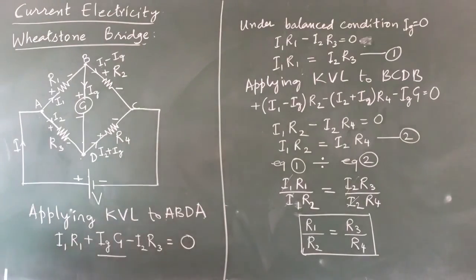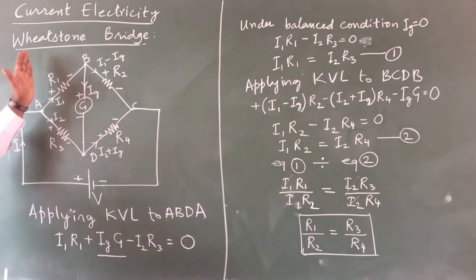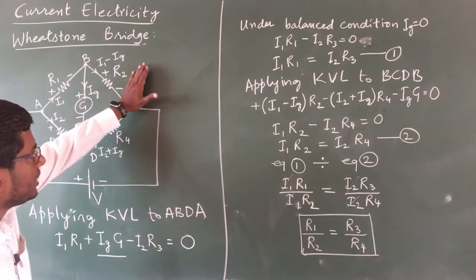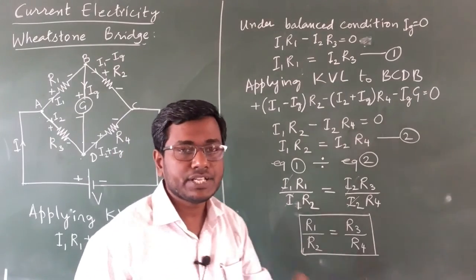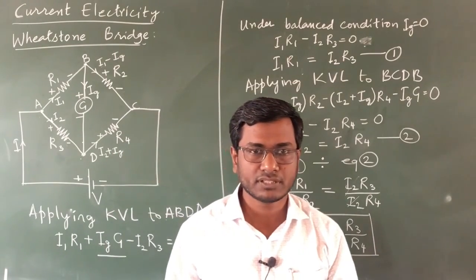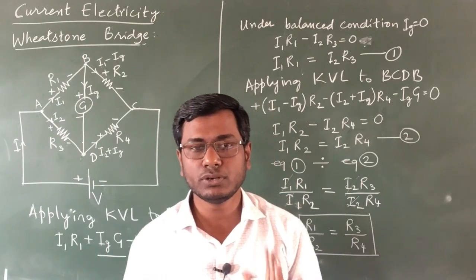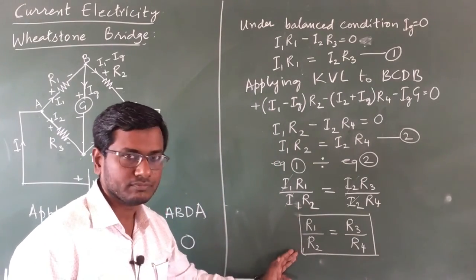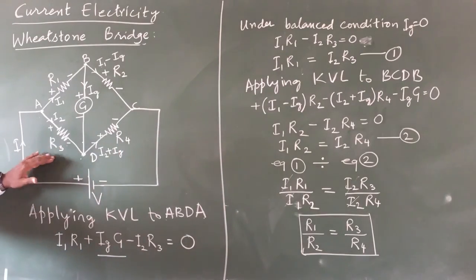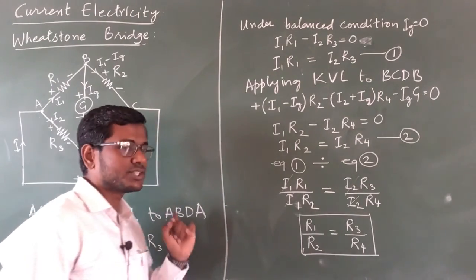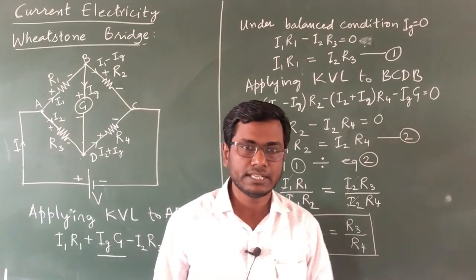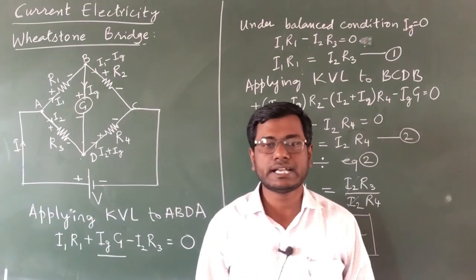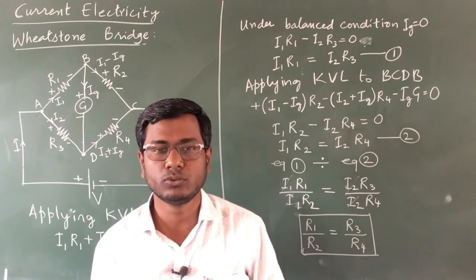Now one more point regarding this Wheatstone bridge. The arms R1 and R2 are called the ratio arms, and that is on the left hand side of the equation. The R3 part is called the standard resistance part, and R4 is called the unknown arm or the unknown resistance.